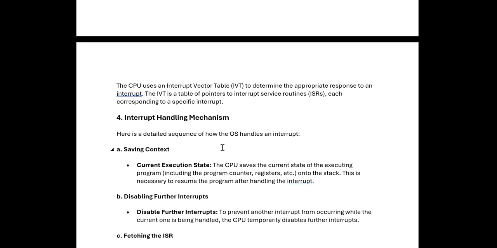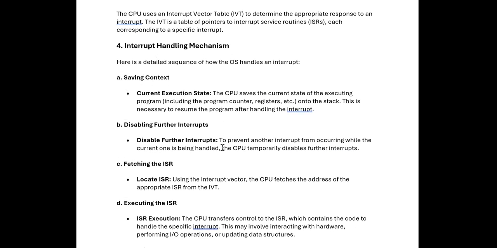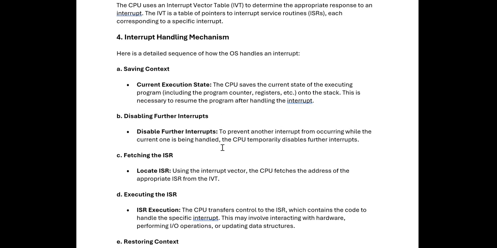Interrupt mechanism. Saving context, the current execution state. The CPU saves the current state of the executing program, including the program counter and registers, onto the stack. This is necessary to resume the program after the interrupt is handled. Disabling further interrupts, to prevent another interrupt from occurring while the current one is being handled. The CPU temporarily disables further interrupts.